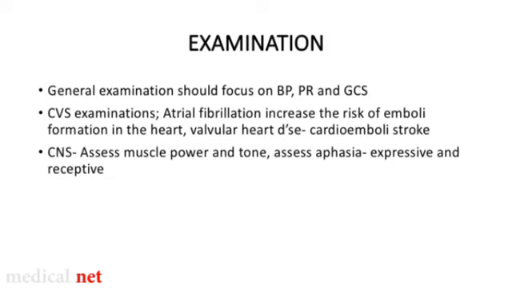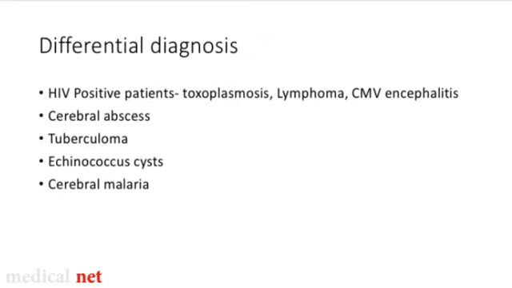Also, look for valvular diseases. This can lead to cardioembolic stroke. So, check for murmurs on cardiovascular examination to look at the status of the valves. Also, on central nervous system examination, assess muscle power and tone, assess aphasia, expressive and receptive aphasia, in these patients with stroke. Also, we check the reflexes, check for sensation, and power and tone of muscles.